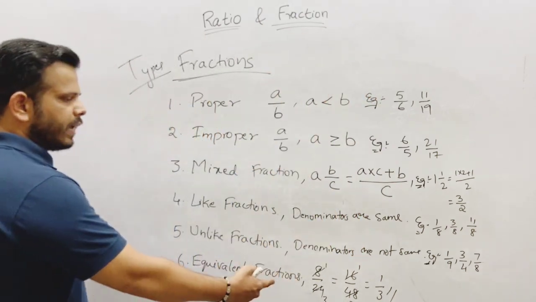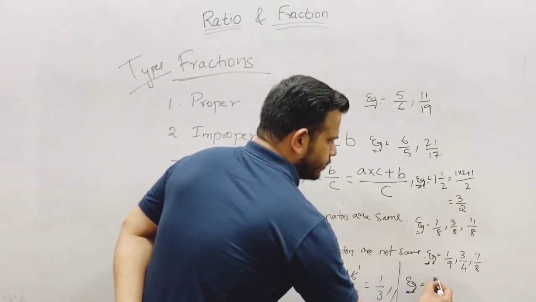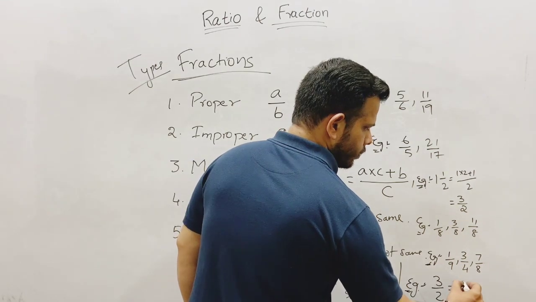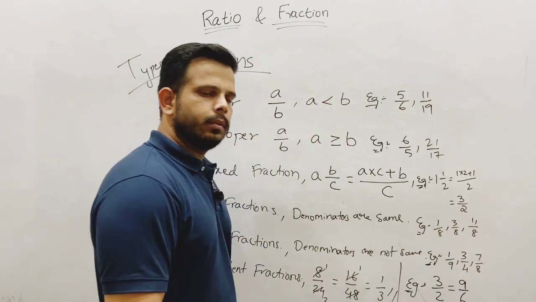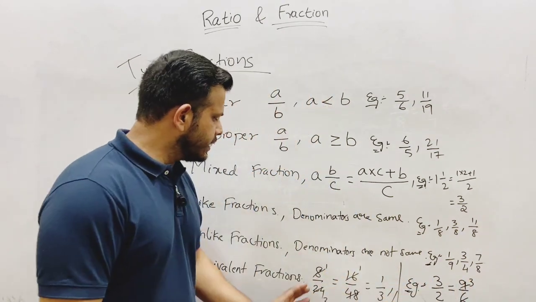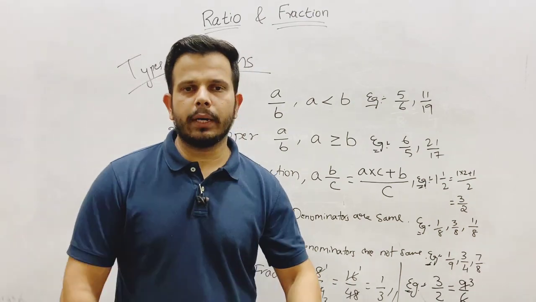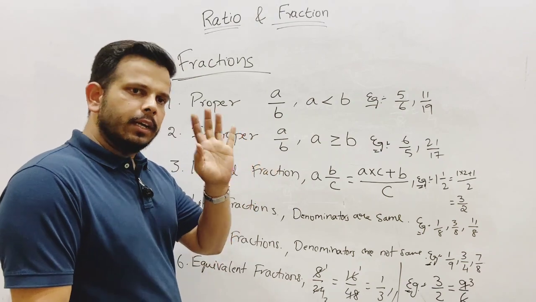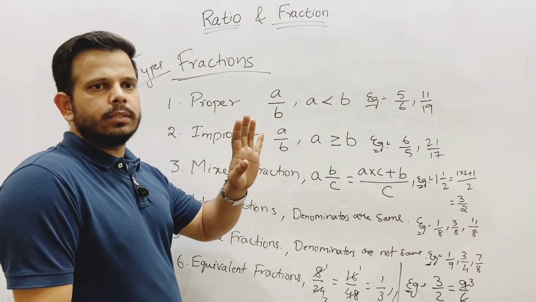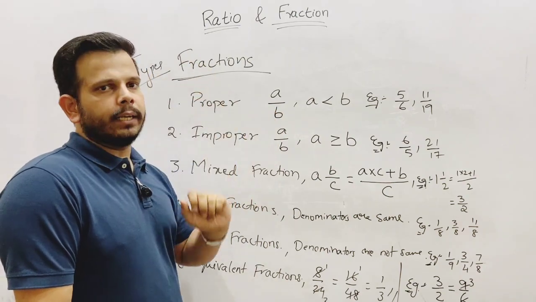Okay, equivalent fractions, one more example I will tell you. Equivalent fractions are like 3 by 2, which is equal to 9 by 6. This is also 3 2s are 6, 3 3s are 9. So these are called equivalent fractions. In this way you have to understand the main difference between ratios and fractions. Fractions are not comparisons. A fraction is a part of a whole. You are taking a small part of the whole thing.